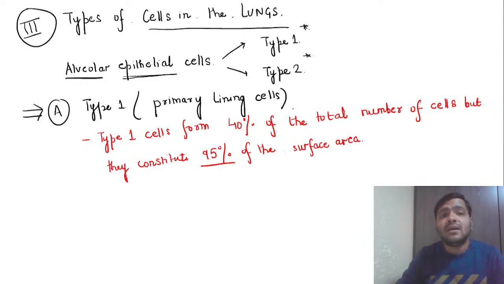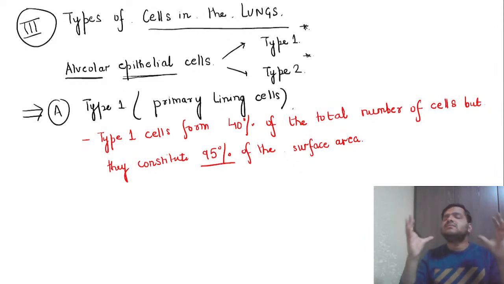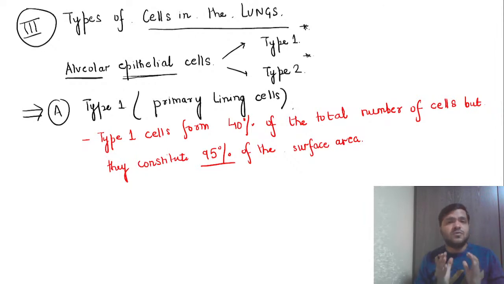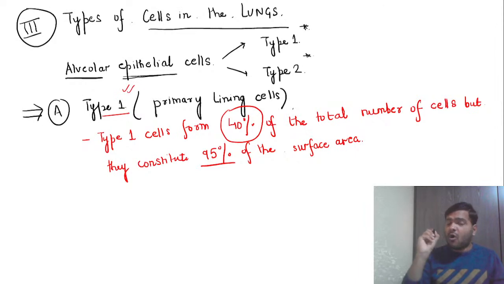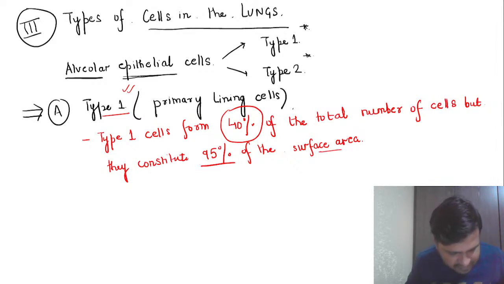Now when I say the lungs contain a lot of cells, out of those cells, 40% are type 1, and these cells are so big in surface area that amongst all the cells, 95% of the surface area is covered by type 1. Although they are 40%, they are so big that the maximum surface area, that is 95%, is covered by type 1.